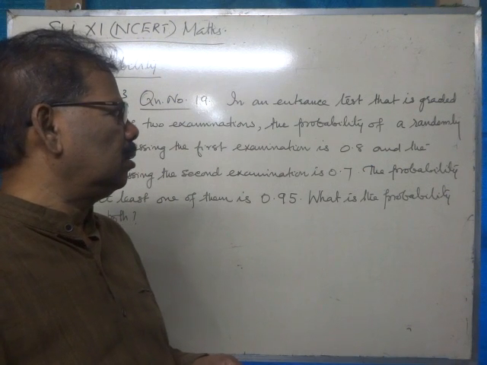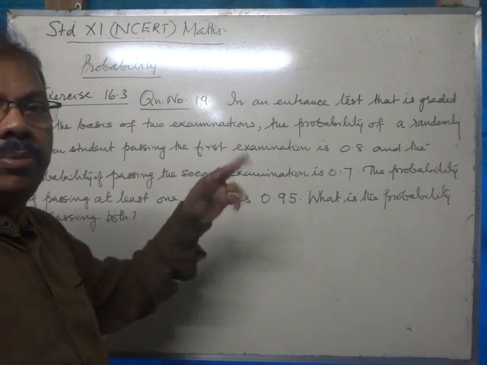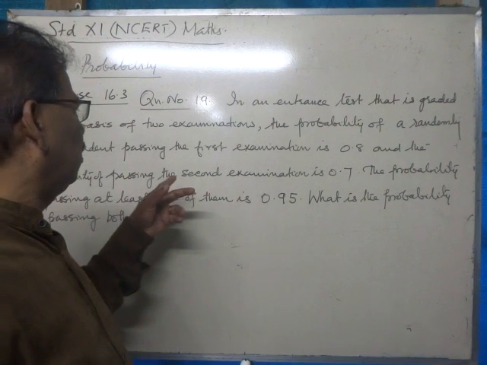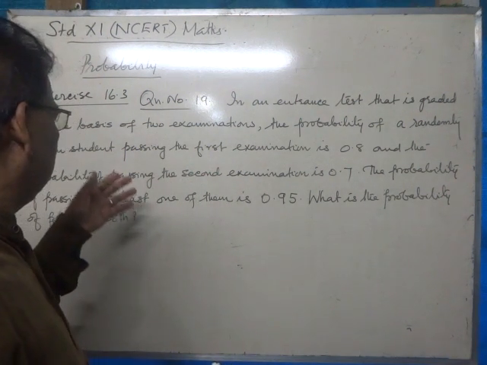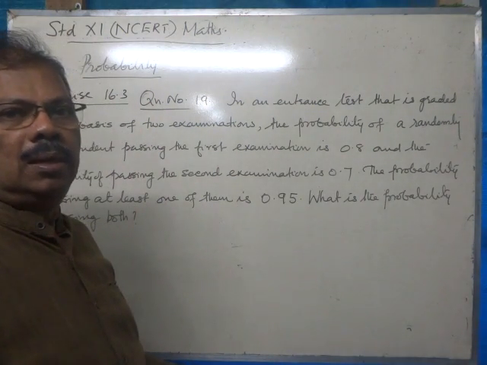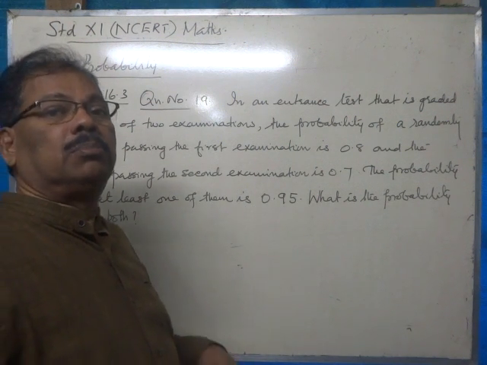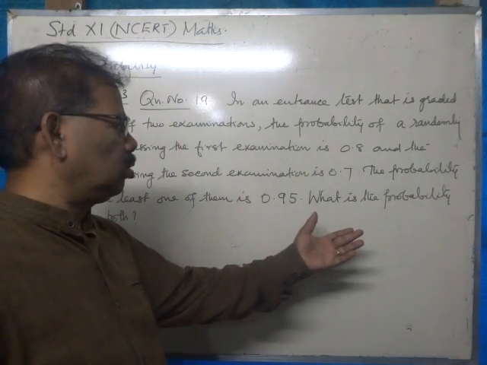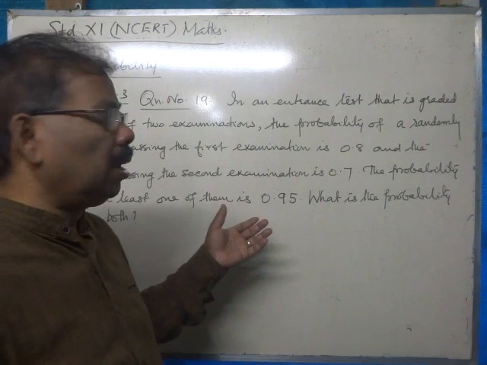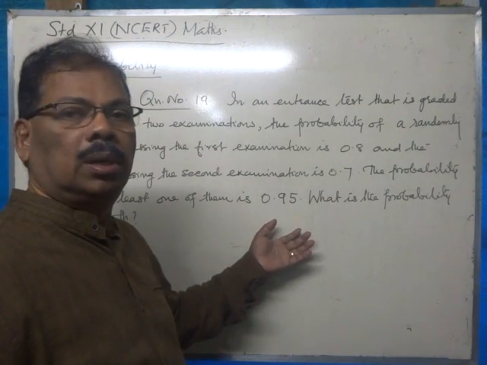In an entrance test, which is graded on the basis of two examinations, the probability of passing the first test for a randomly chosen candidate is 0.8, and the probability of passing the second examination is 0.7, and the probability of passing both is to be found out when it is given that the probability of passing at least one of them is 0.95.